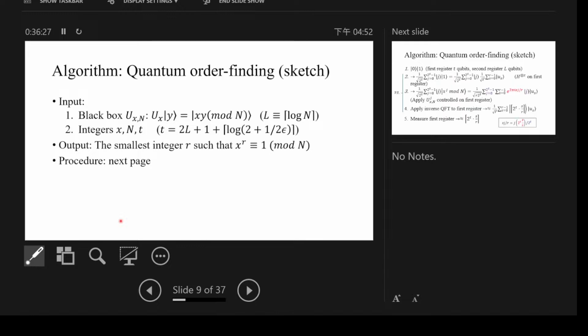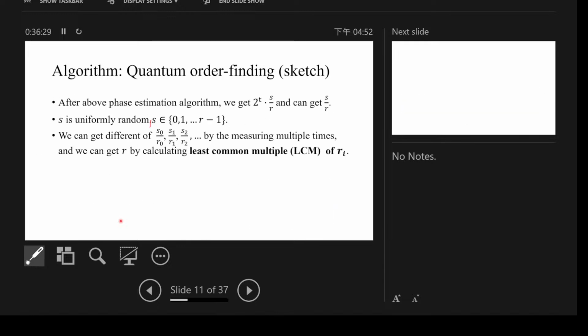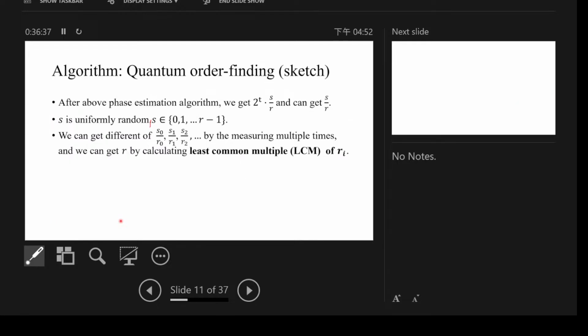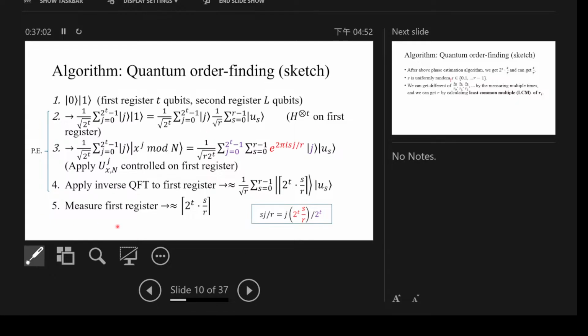So this is the phase estimation part, and I guess the quantum part is this phase estimation. You will need to run it many times, and you will get many different s over r. Then you know your t, so you can divide by 2 to the t and you get some s over r. You get a uniformly random s, and to get r from those random s over r, you need to actually run this procedure many times.